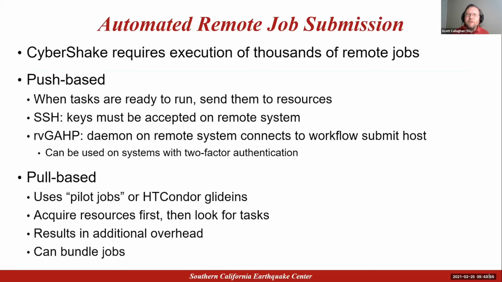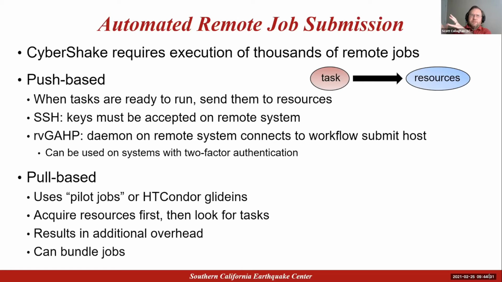So the remote job submission. In order to accomplish our regional calculations, we needed to execute thousands of jobs on large clusters located somewhere else. And so we've used 2 primary approaches in order to do this, both of which are supported by Pegasus. The first is what we call a push-based approach. And this is, I think, for a lot of people, kind of the default way you think about getting things to run. And so the idea here is you have a task that needs to run, and then you go out and you find resources somewhere to run it for you. The question is, how do you get your task to the remote system to run?